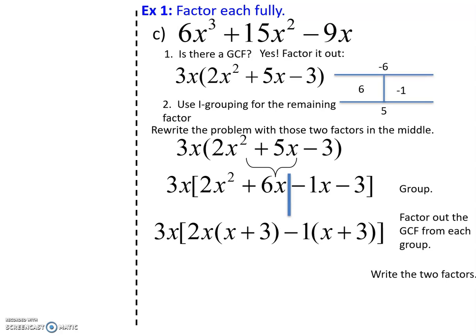So our remaining factors are 3x times x plus 3 times the remaining 2x minus 1. So we end up with actually 3 different factors there.